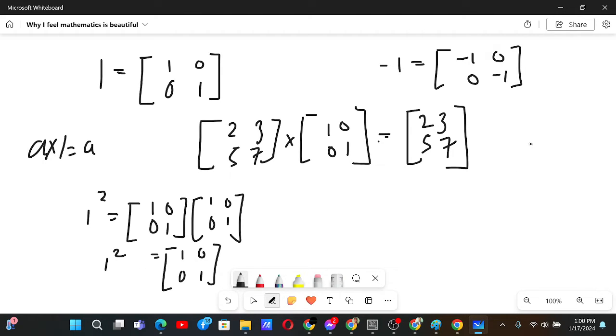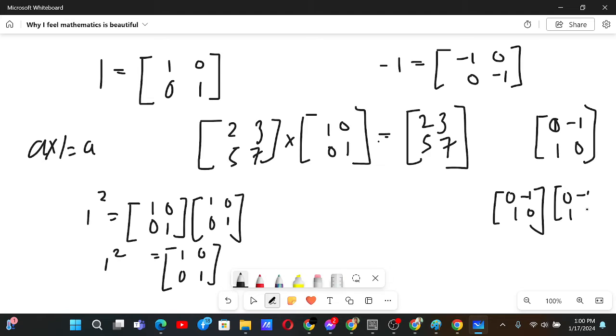Similarly, if there's a matrix like this, let's say 0, minus 1, 1, 0. If you multiply this matrix with itself, what you get is: first of all, 0 times minus 1, that's 0, and then we have minus 1 times 1, which is minus 1, and 0 times 0, so minus 1 plus 0. So this is actually minus 1. And the square of this matrix is minus 1.